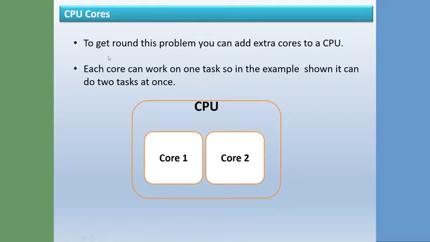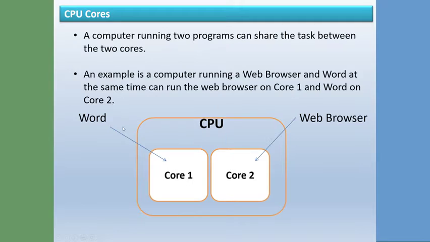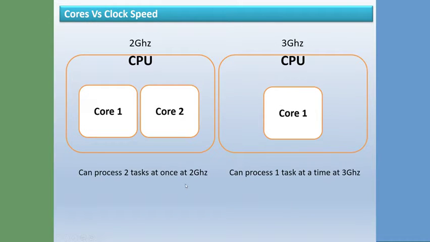We can, however, get around this problem by adding an extra core to our CPU. So we buy a CPU that's got 2 cores rather than 1. What that basically means is we can do 2 tasks at once, simultaneously. So 2 programs can be opened simultaneously and run simultaneously. So here's an example. Core 1 could be processing whatever Microsoft Word needs, and Core 2 could be handling the processes and data for our web browser. Okay, so we're splitting our tasks across the cores.